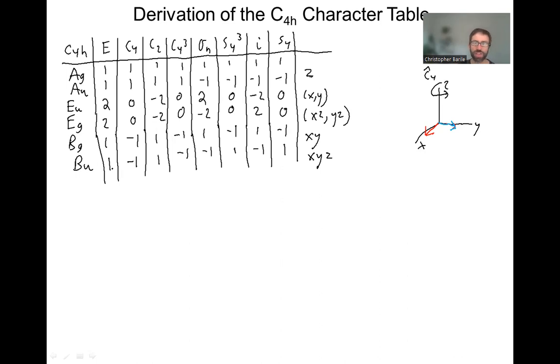Furthermore, the sum of the squares of the dimensionalities, 1 squared plus 1 squared plus 2 squared plus 2 squared plus 1 squared plus 1 squared, is supposed to equal 8, the order of the point group. And that's not true. So what this means is that we're going to have to break up these EU and EG irreducible representations. The way we're going to do that is by breaking them up into subcomponents, where we have 2 subcomponents with the value 1. We're going to do that for EU and for EG.